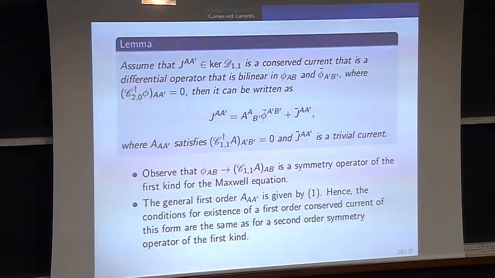So if you want this to be divergence-free, then you see that A must satisfy this curl-dagger equation. This is a kind of adjoint equation to the Maxwell equation, and it is quite a nice equation too. If we have this and take the curl of A, then we can actually see that we get the symmetry operator again.